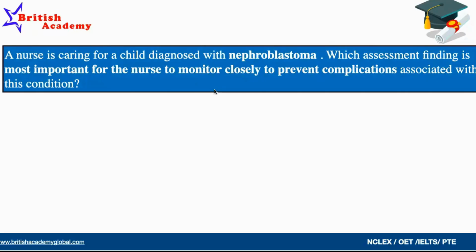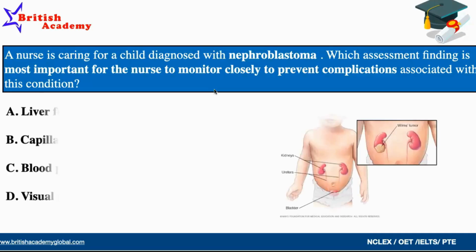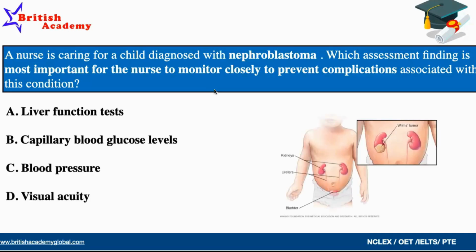So, the question on your screen now. You can see a nurse is caring for a child diagnosed with nephroblastoma. Which assessment finding is most important for the nurse to monitor closely to prevent complications associated with this condition? You can see four options. First option, liver function test. Second option, capillary blood glucose levels. Third one, blood pressure. And D option says visual acuity.